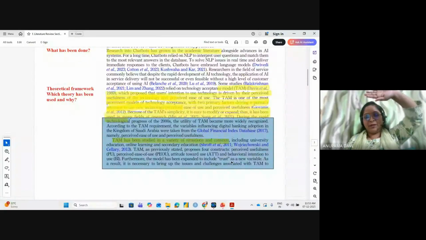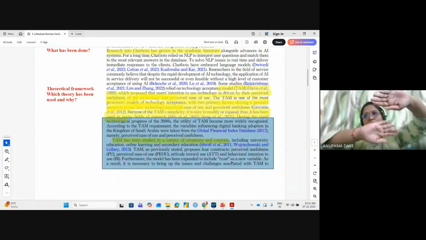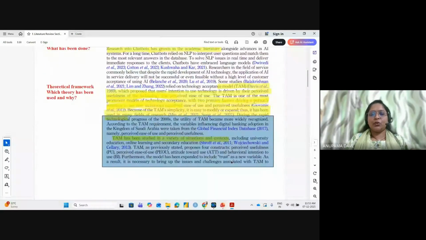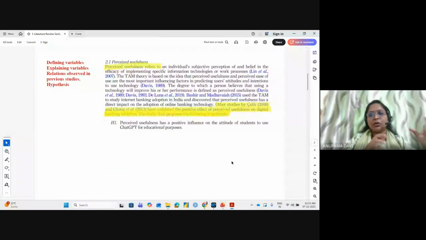Now, what has been done? That is how you identified it for ChatGPT and chatbots. Then you talked about the theory that is being used by you. Then comes a section wherein you slowly start talking about each of the variables that you are using in the research, and then you start connecting, oh, this is a study in which this variable was studied by XYZ. For example, Lin et al. in 2007, and they also found this. Davies told this. D. Luna told this. Bashir and Madhavia told this, and so on and so forth.